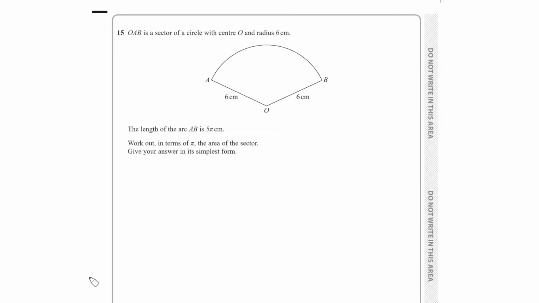Question 15, OAB is a sector of a circle with centre O and radius 6. The length of the arc AB is 5 pi centimetres. Work out in terms of pi the area of the sector.